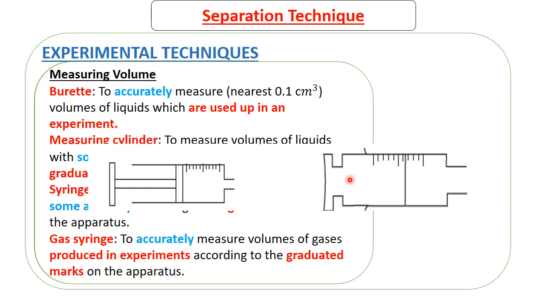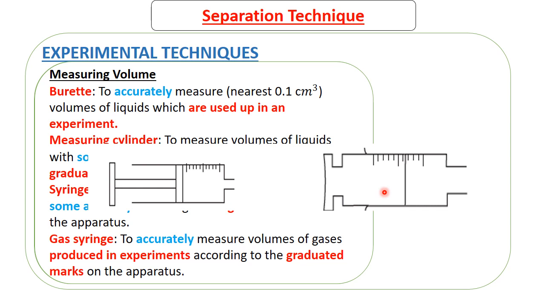Even if it escapes here, it will be trapped this side. But this one, it can escape here. So that's the difference between the normal syringe and the gas syringe. These are just for your understanding, maybe you'll not be tested. This is just for your understanding of the difference between the gas syringe and the syringe.